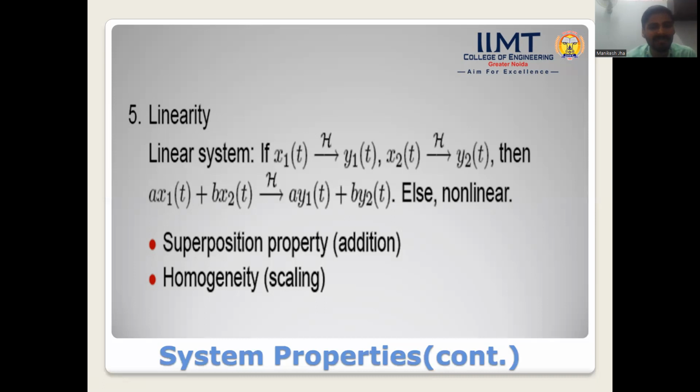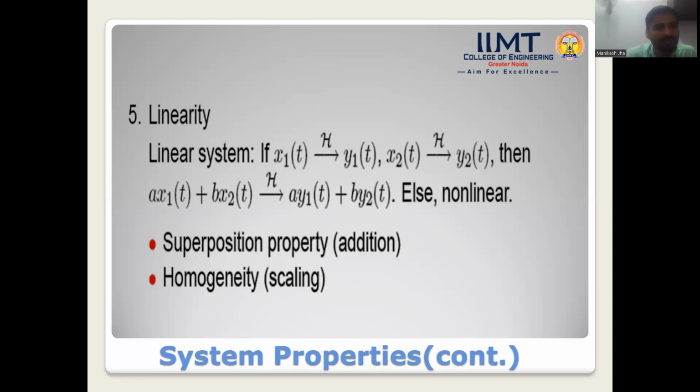For a linear system, we take that if x1(t) gives output y1(t) and x2(t) gives output y2(t), then a·x1(t) plus b·x2(t) gives output a·y1(t) plus b·y2(t). Then it will be a linear system. Otherwise, it will be non-linear.